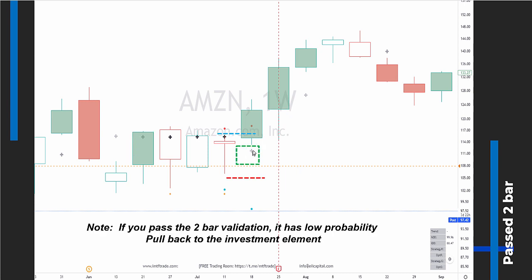Here you have another investment cross. You're looking to enter at the previous bar high plus a buffer. You did. This bar was profitable, so you stay in this trade. 2nd bar was real. You passed the 2-bar validation. When you pass the 2-bar validation, the probability to come back to the investment element here becomes low.